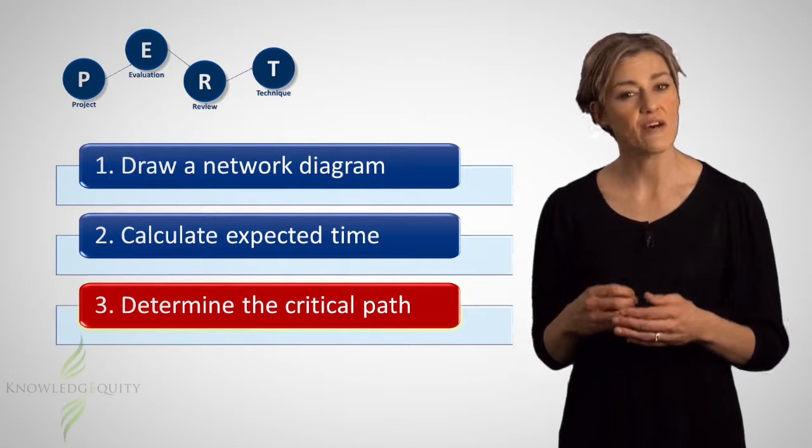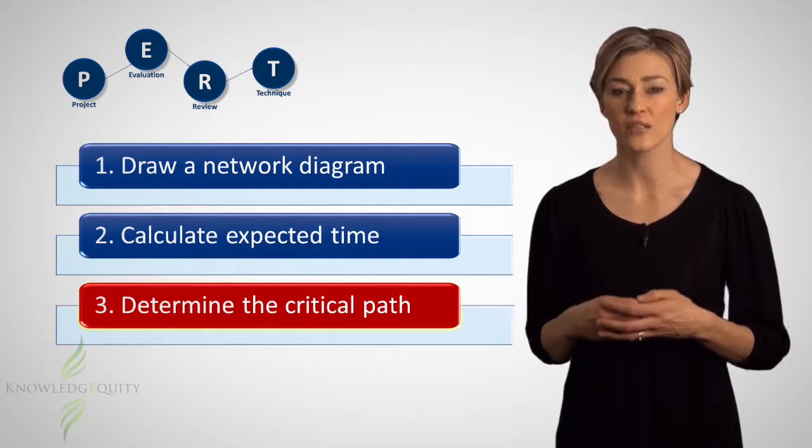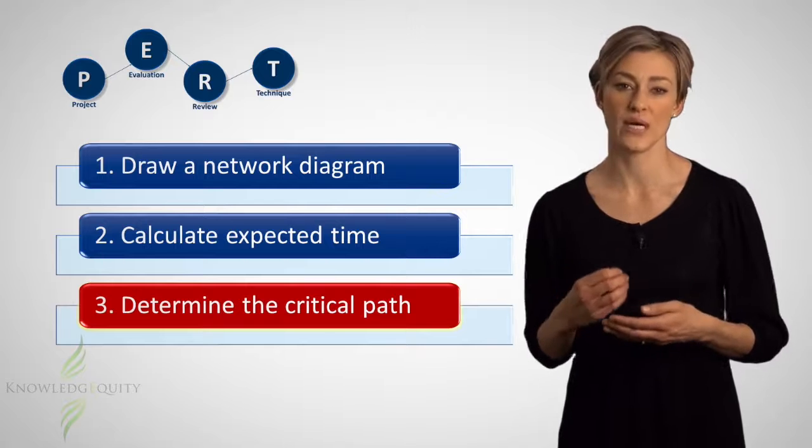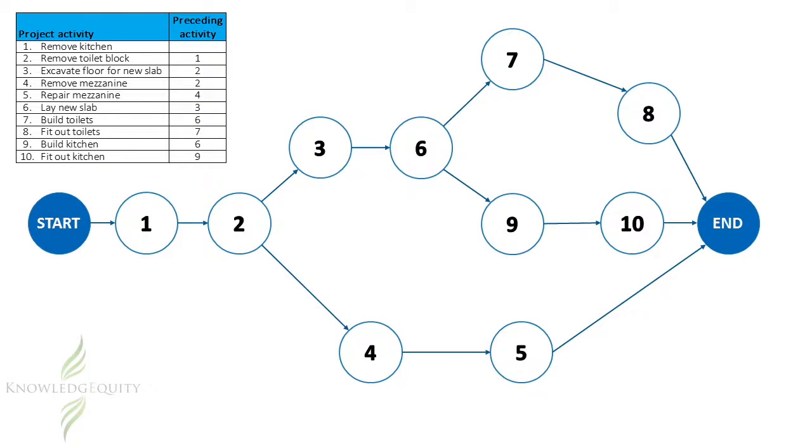We now have enough information to define the critical path for our project, which is step 3 of PERT. We established 3 separate paths in step 1 when we drew the network diagram. Path A starts and goes through activities 1, 2, 3, 6, 7 and 8. Path B diverges at activity 6 and instead goes through activities 9 and 10 before ending. And Path C diverges at activity 2 and goes through activities 4 and 5 before ending.